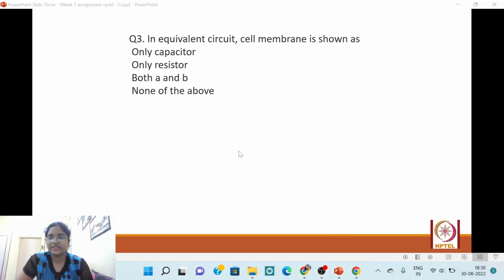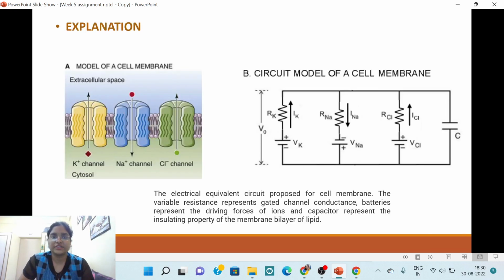So the correct answer is C, that is both A and B. I am thinking that most of you have not attended the lectures. Only one girl could give the correct answer. Okay, we'll discuss. This is the model of a cell membrane which we generally study, and this is the circuit model of a cell membrane which is equivalent to this, but it is made in the form of a circuit with resistors, batteries and capacitors, right? These are the battery, resistor and capacitor symbols we learn in physics.